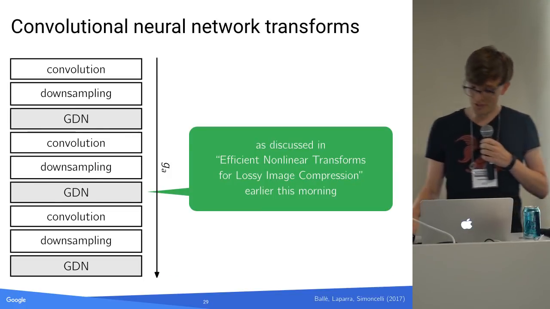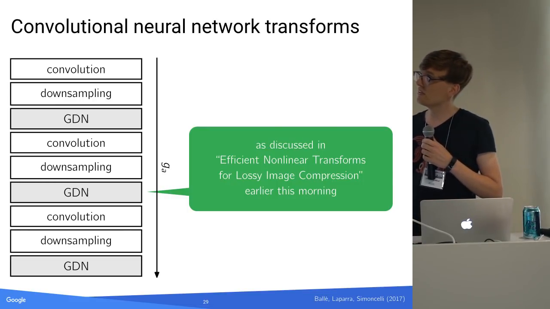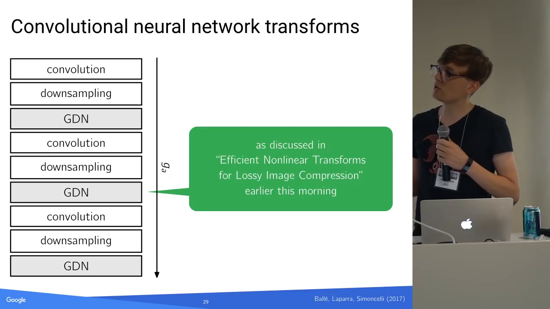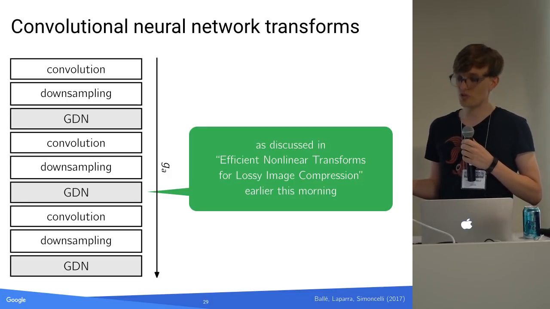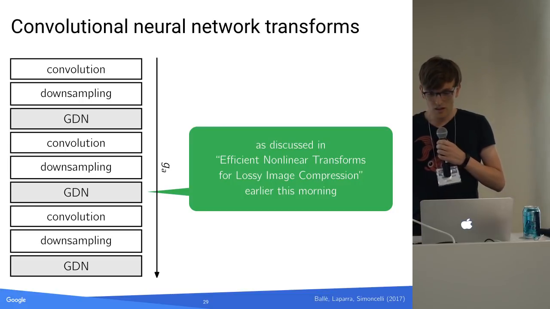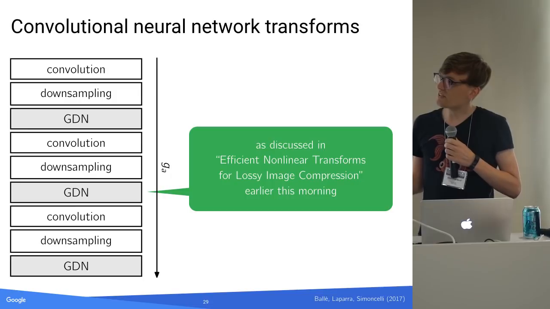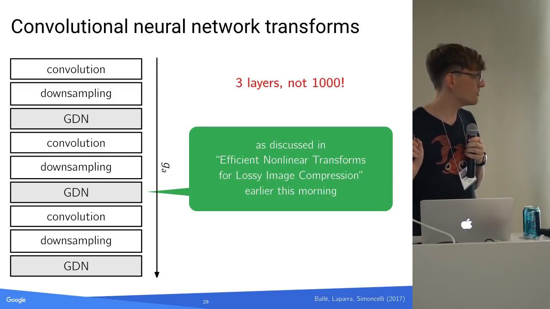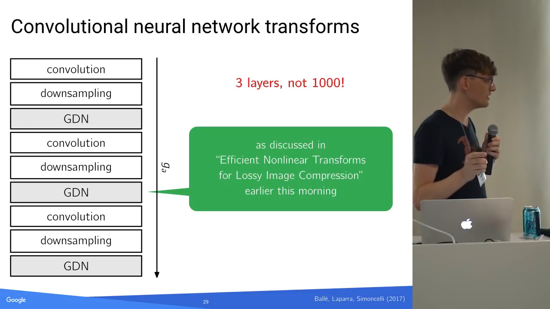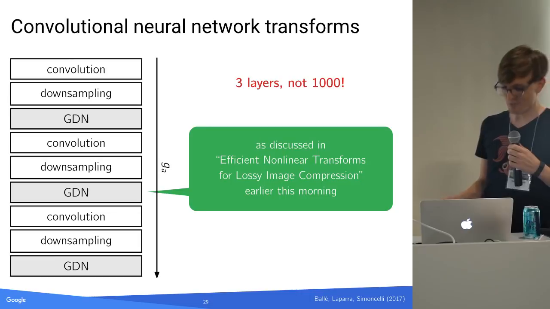So now let's get to images. For coding images, we use quite a bit bigger neural networks. And instead of using general linear transforms, we use convolutions. For the results that I'm showing next, we also use the GDN nonlinearity that I discussed this morning. And I want to point out that we're not using 1,000 layers, we're just using 3. So it's not quite as bad as you might think.